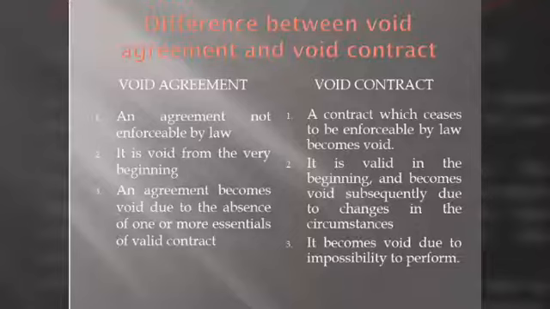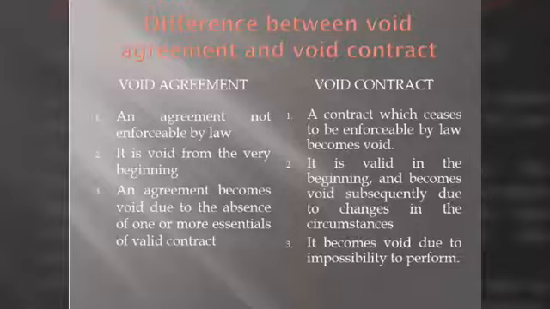The second one is that it is void from the very beginning. A void agreement is one which is void at the beginning of the agreement itself, whereas a void contract is valid in the beginning and becomes void subsequently due to changes in the circumstances. That is, a void agreement is void at the beginning itself, whereas a void contract is valid at the beginning, and after that it becomes void.